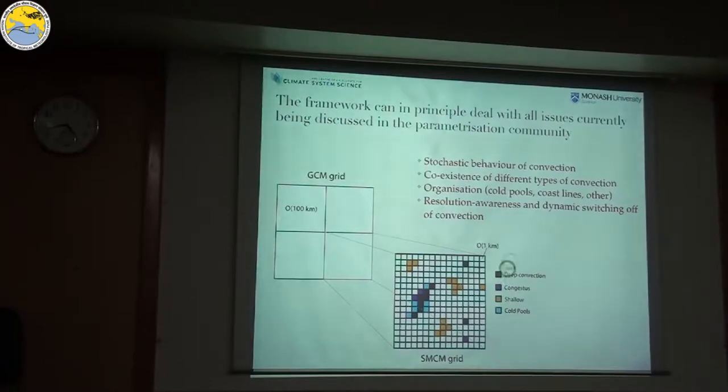So the stochastic behavior of convection, one of the things we criticized, is already built in. Because we're using Markov chains, we're throwing random numbers, the model is already stochastic. No further work required. We are producing one realization of a stochastic process, rather than treating the problem deterministically. Easy. Coexistence of different types of convection is also built in.